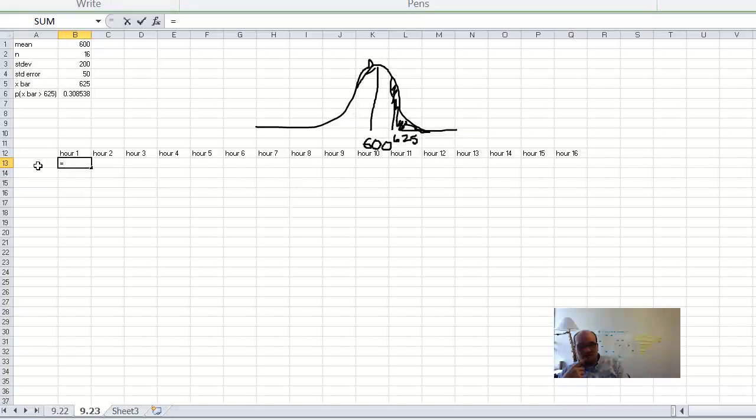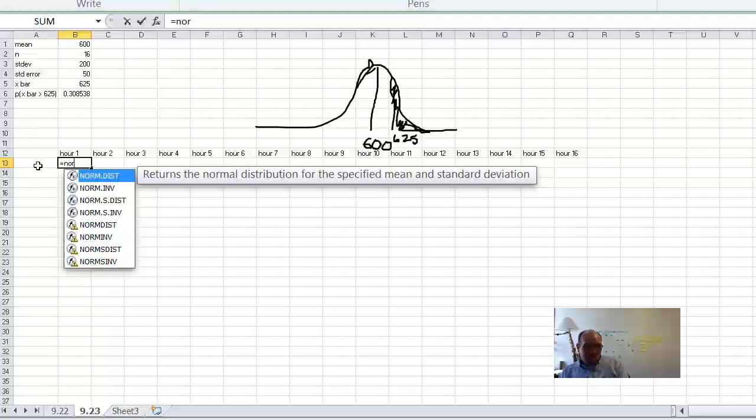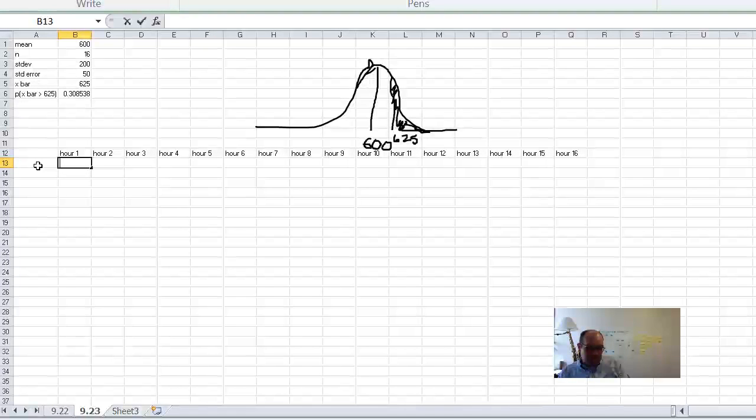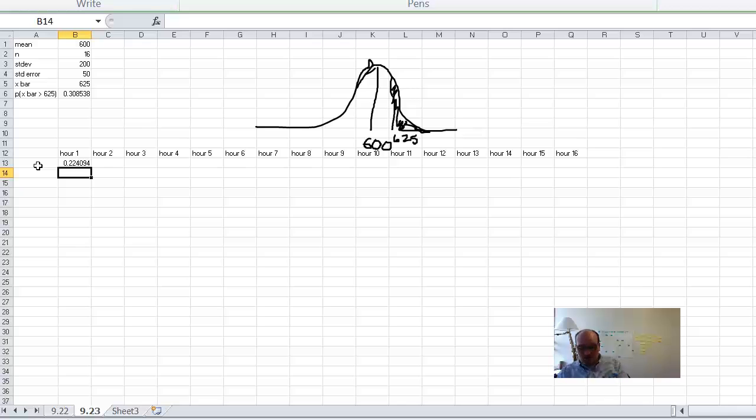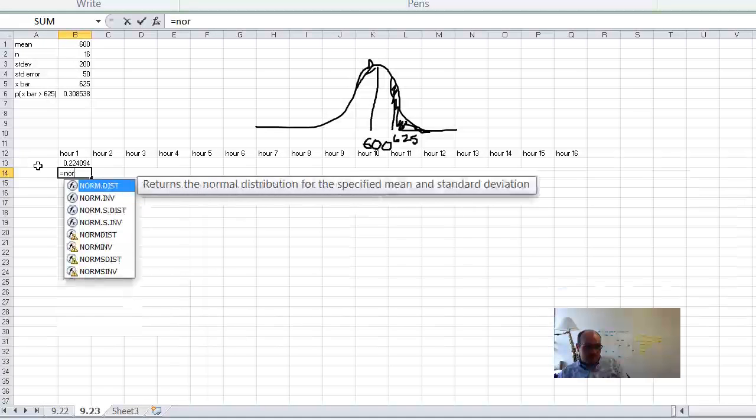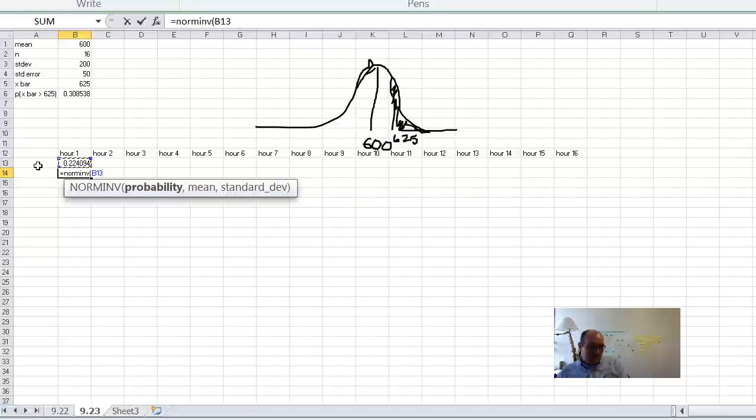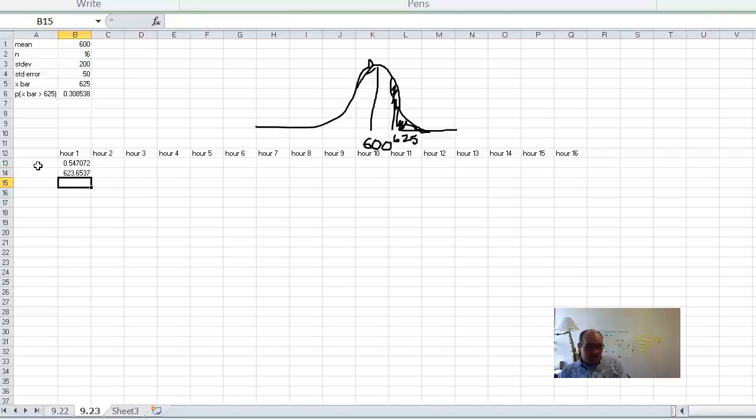For each one of these hours, I can simulate the number of people that come in. And how to do this? I use this norm inverse function. Well, first of all, remember the rand function? It gives us a probability between 0 and 1, right? Then I use the rand as our probability in the norm inverse function, with a mean equal to 600 up here, F4, and a standard deviation equal to the standard deviation, F4. Then this will give me the random number of people that would come in that hour.